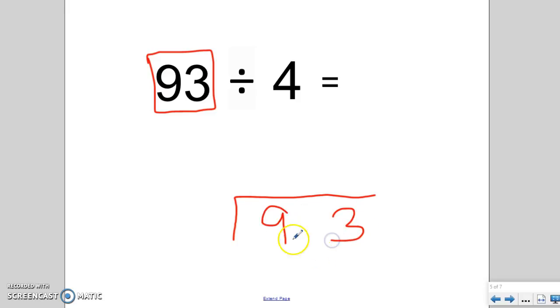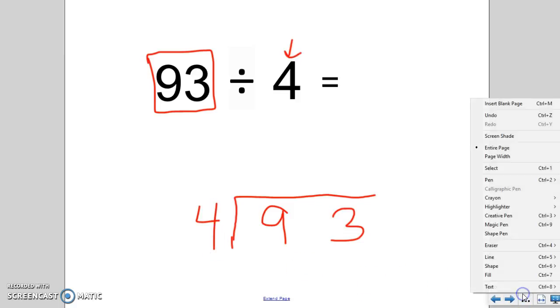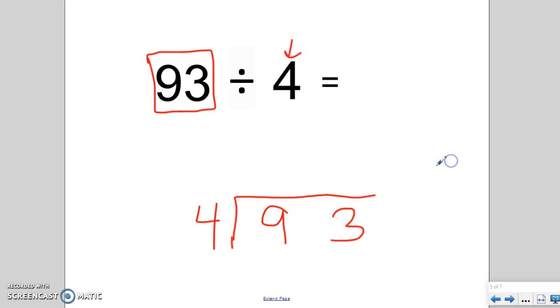And I cannot stress to you enough how important it is to space these numbers out so we have room to do our work. And now the number of groups that we're dividing into is going to go here. Okay, now it might look like we're ready to start solving, but we're really not. There's a few things that I want you guys to make sure you're doing every time you do a division problem to set yourself up for success.